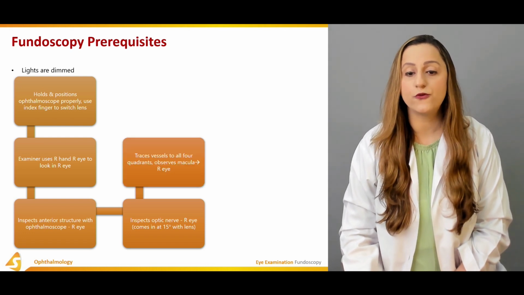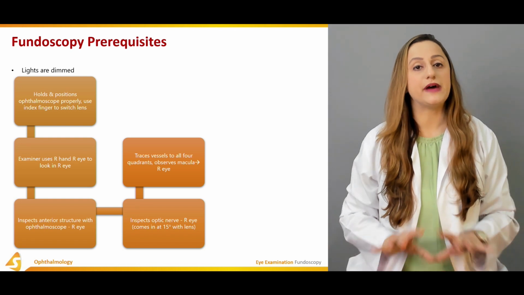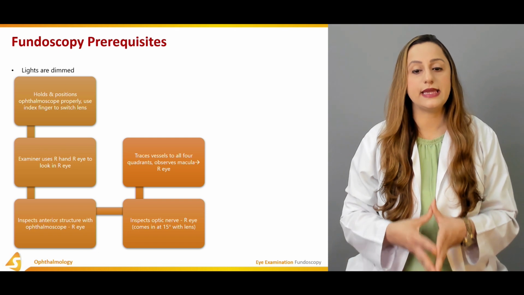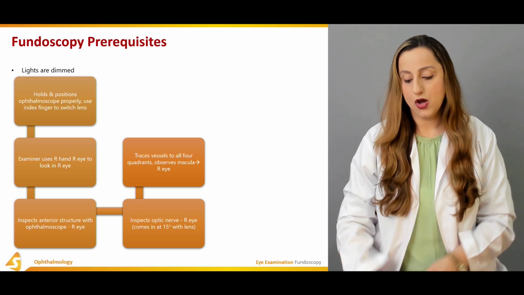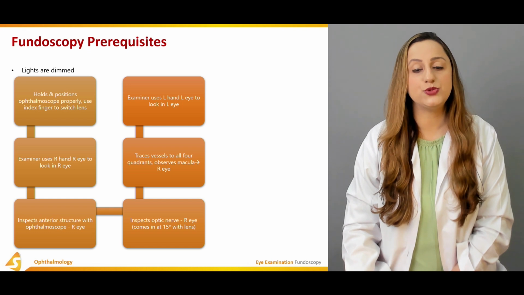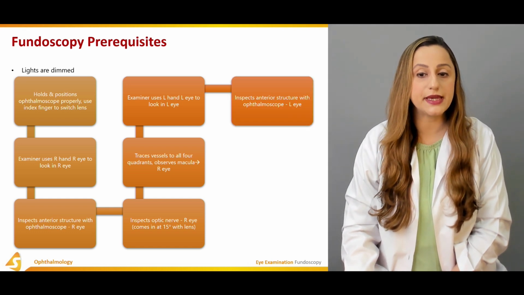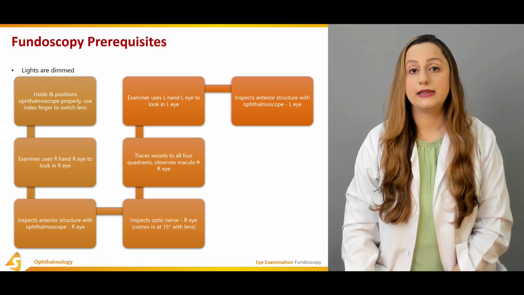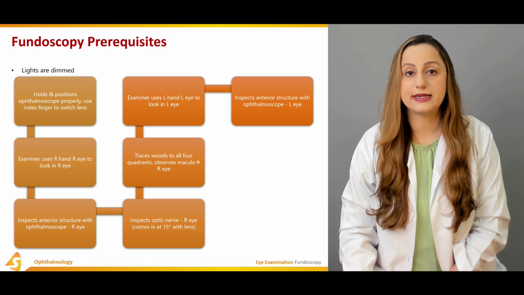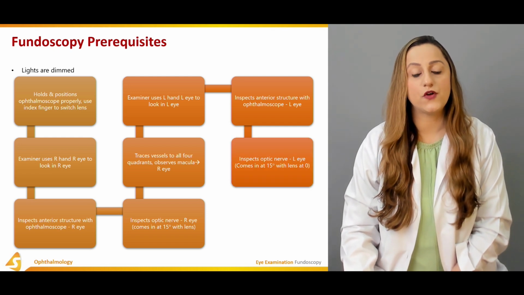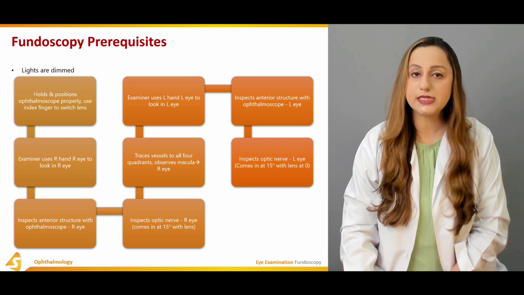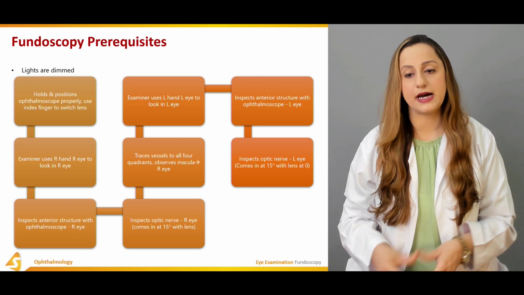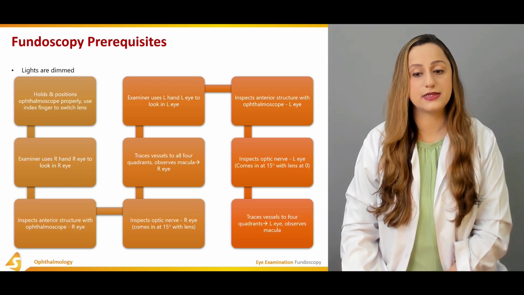Traces vessels to all the four quadrants. So usually you divide the quadrants that you're going to see into four sections, and then you're going to see any abnormalities. Observe the macula of the right eye as well. Examiner uses the left eye to look in the left eye. Inspects the anterior structures with the ophthalmoscope, that is usually the left eye of the patient as well. Inspects the optic nerve of the left eye and comes in at almost 15 degrees again. So it's almost 15 degrees for the right eye and 15 degrees for the left eye with lens at 0.